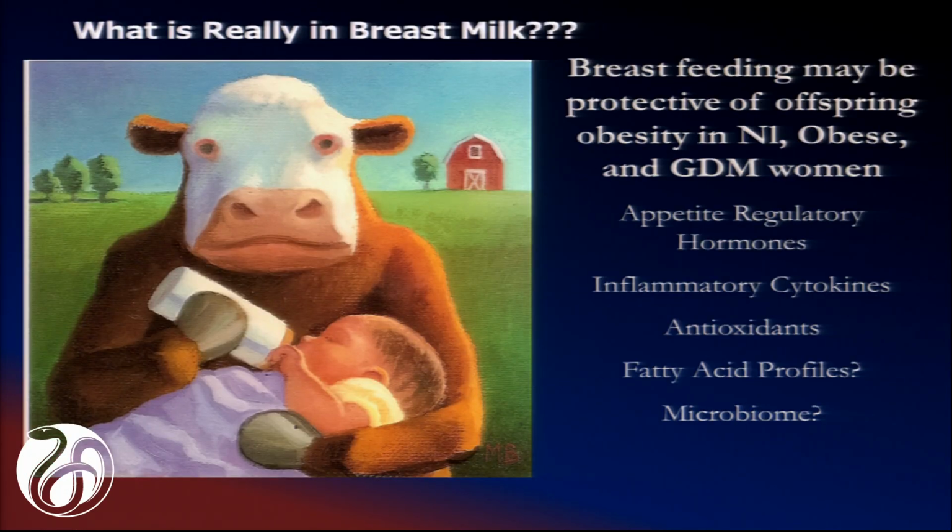And so our first look is what are they feeding on? So breast milk, we know, is a potent driver of the microbiome, and what's in breast milk is presumably protective of obesity, but we really don't know a lot about what's in obese breast milk. It's driving appetite, inflammatory cytokines, it could be having antioxidants, different fatty acid profile, and affecting the infant's microbiome.